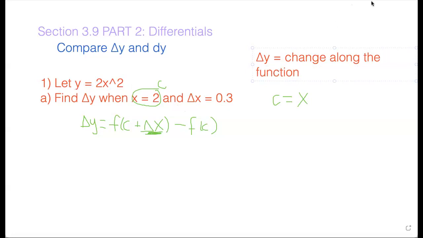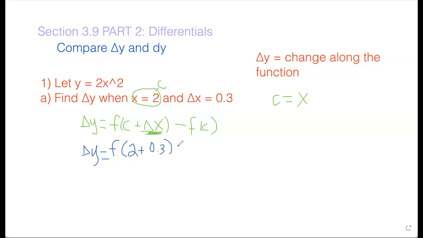So all we're going to do is plug these numbers in. Okay, so let's do a plug in here. I know that for the change in y, I need to find my c, which is 2. So my function of 2 plus my change in x, which is 0.3.